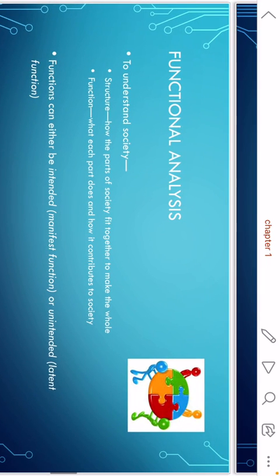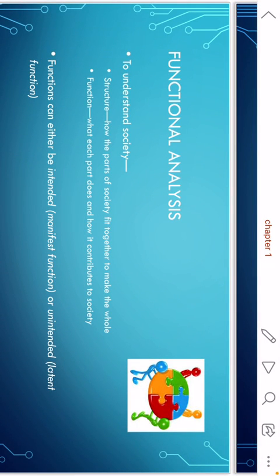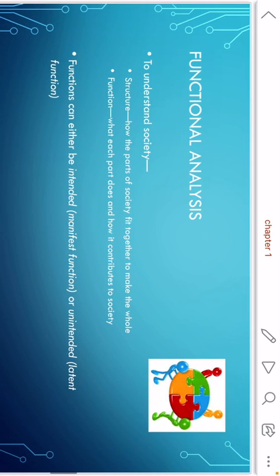So understand here that we're looking at society as that structure, how we fit everything together as a whole. A function is what each part does and how it contributes to society. A dysfunction can refer to consequences that undermine that stability overall. So functions can either be manifest, things that are intended, or latent, which are unintended. Okay, so let's look at this.